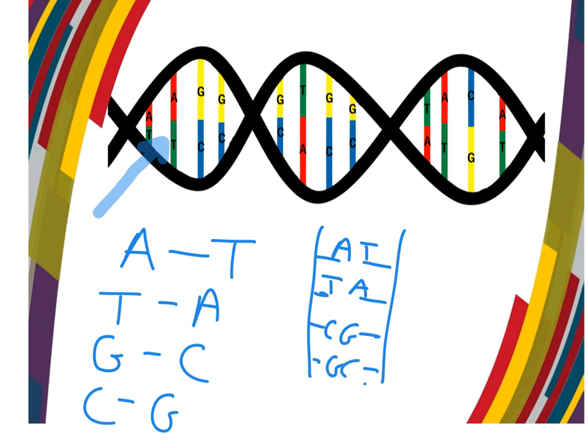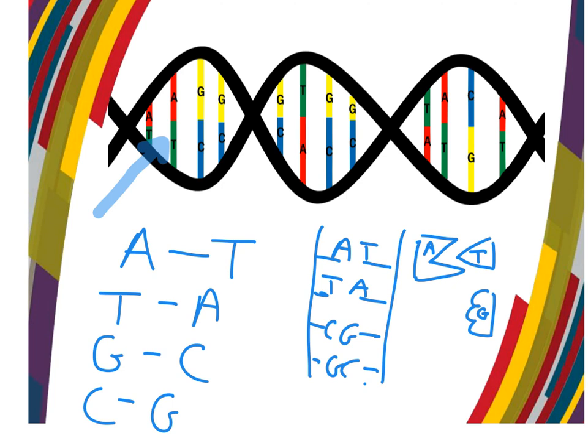And the reason for this is very simply down to their shapes. I'm going to simplify this for the sake of this diagram. If this is what A looks like, then T fits in perfectly. And therefore G, which might look like this, doesn't fit. So A and T always go together, and G and C always go together.